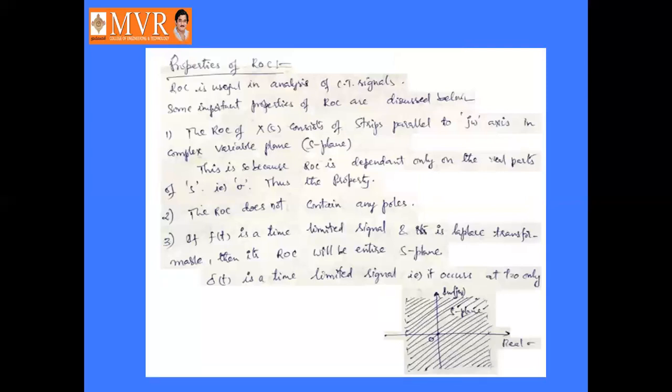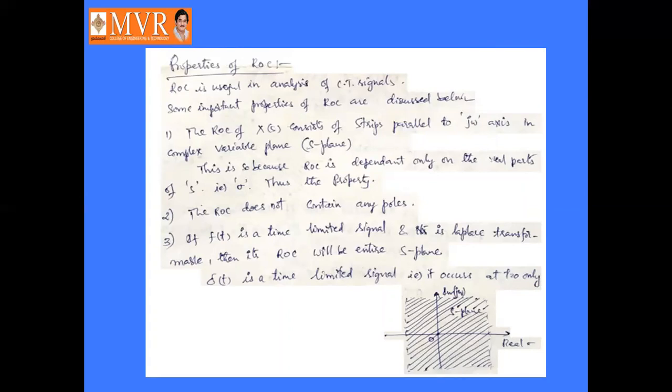So next, coming to the properties of ROC. Here we have six properties of ROC. These are all important properties. The first one is, the ROC of X of s consists of strips parallel to the j omega axis in the complex variable plane, that is the S plane. This is so because ROC is dependent only on the real part of s, that is sigma. Second property: the ROC does not contain any poles.